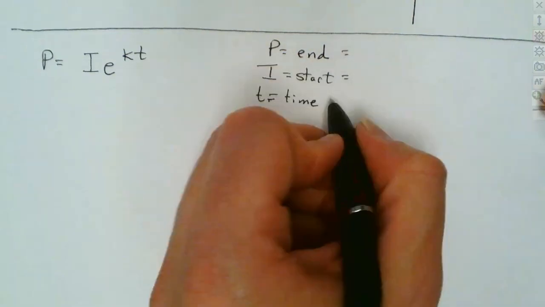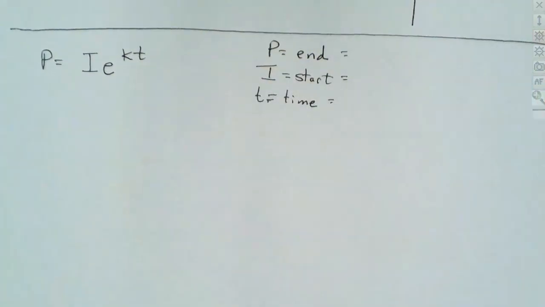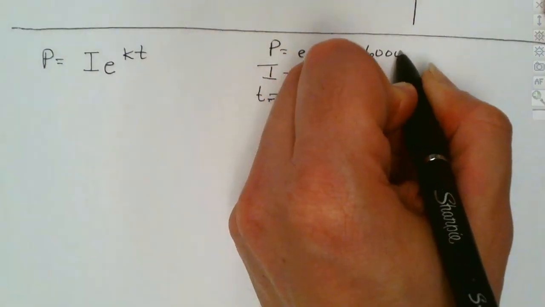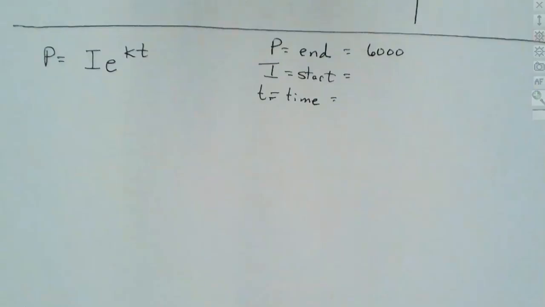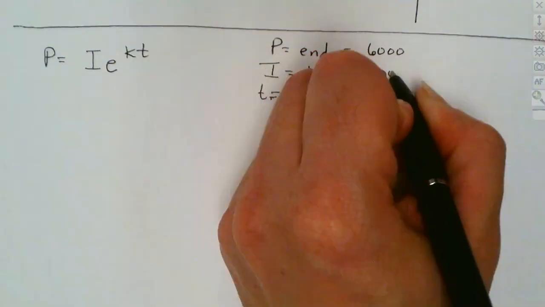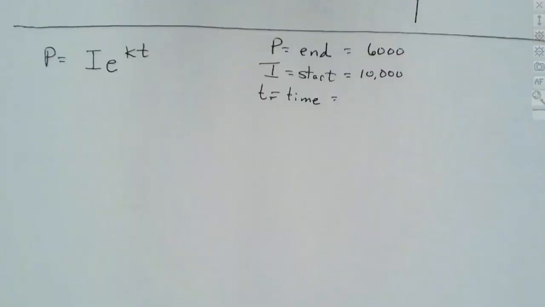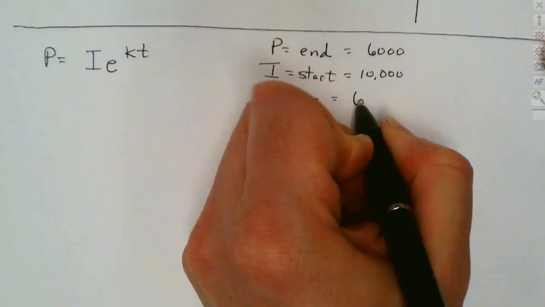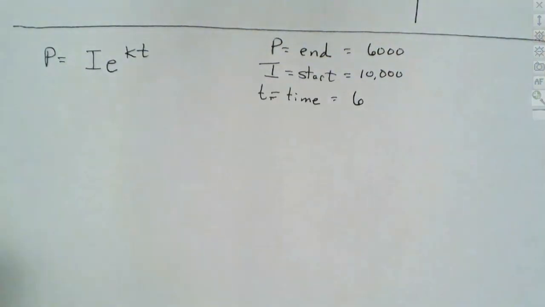So let's now fill in our pieces, and we're going to have to calculate our K. So how many bacteria do we end up with? We end up with 6,000. So after applying the antibiotic, we end up with 6,000. We had 10,000 to start with, so a lot of bacteria. So we had some kind of serious infection. We gave that person an antibiotic. It decreased it to 6,000, and it did that in 6 hours. So there's our pieces.